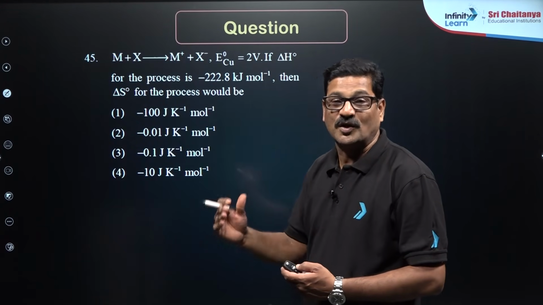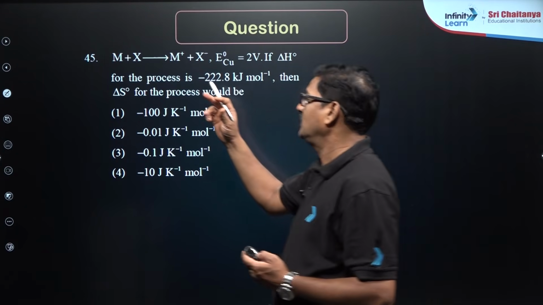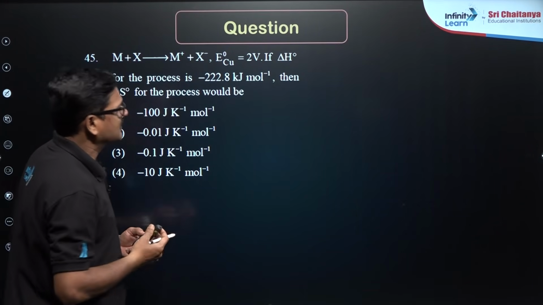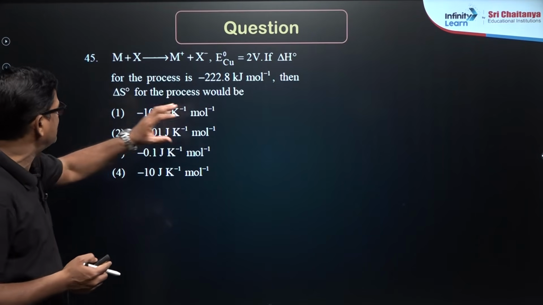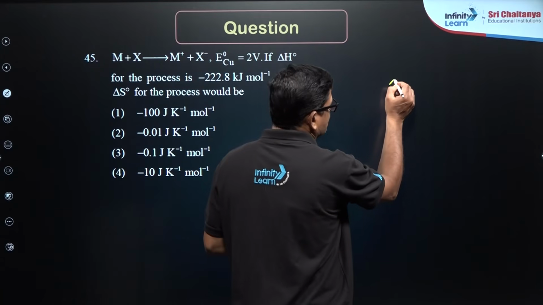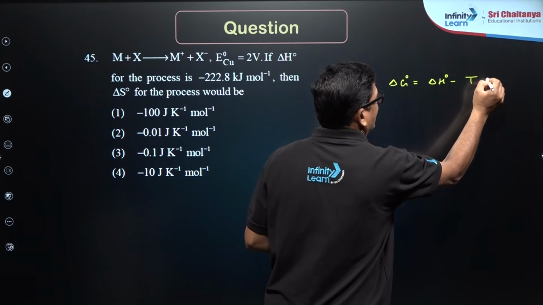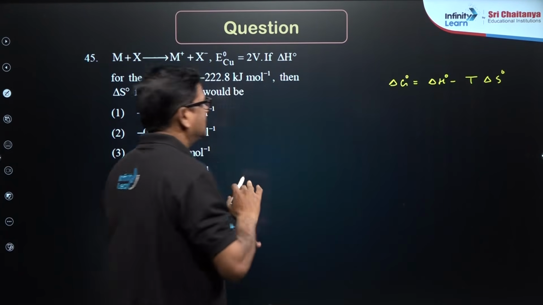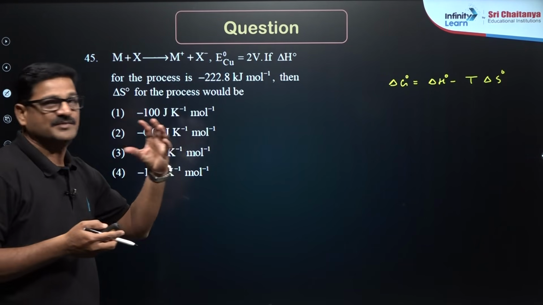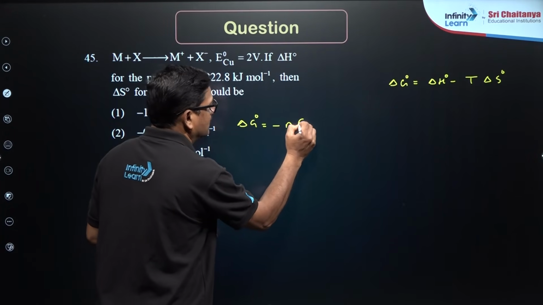Students, here is a question linking thermodynamics and electrochemistry. M plus X gives rise to M plus X minus. The E naught value of this is going to be 2 volts. If the delta H is given this much, then the entropy change for this process would be. We can calculate entropy change if you use delta G naught is equal to delta H naught minus T delta S naught. Yes, these are all standard states, temperature 298. So delta H is given, but something is missing, it is delta G naught. You can calculate delta G naught is equal to minus nF E naught cell.